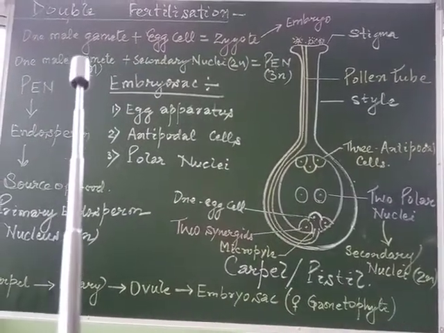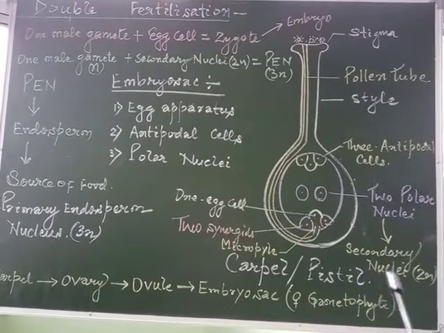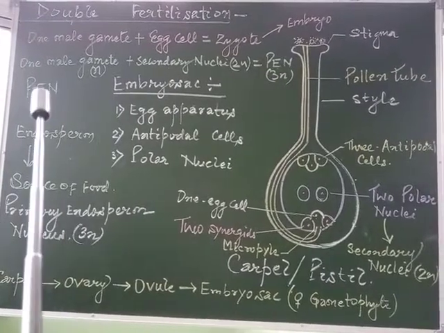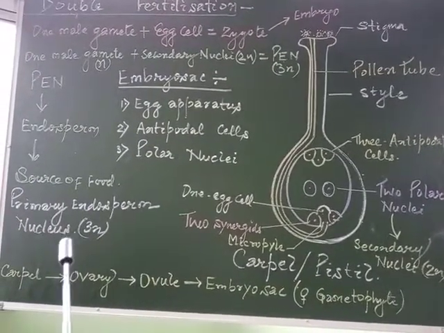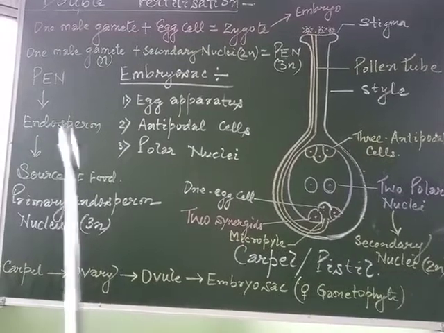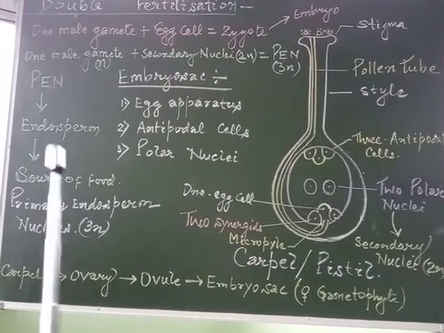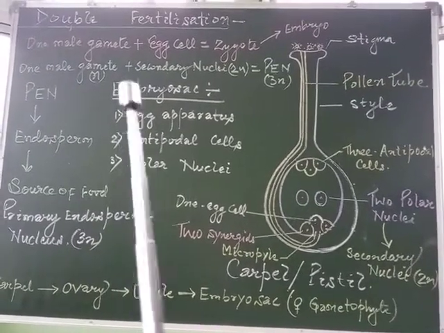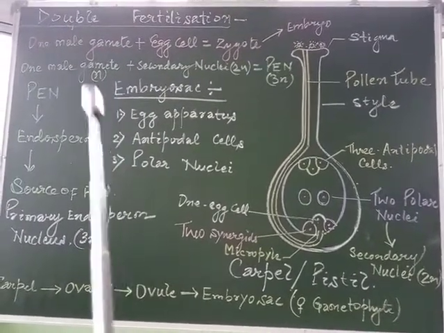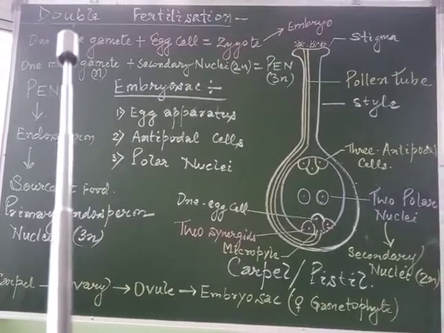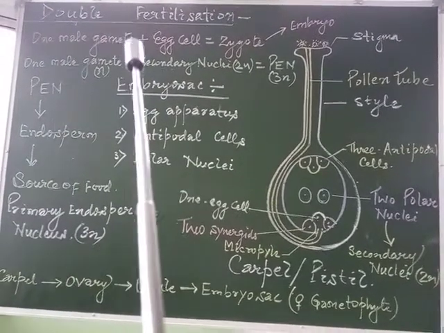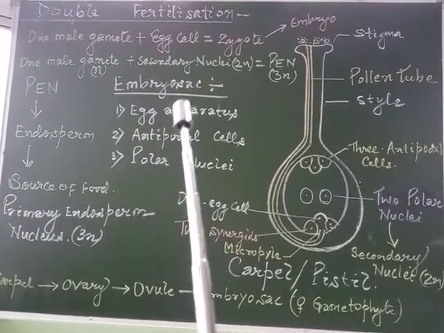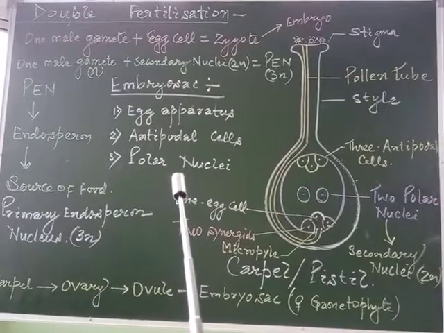Whereas the other male gamete fuses with the secondary nucleus to form a triploid structure, which is called PEN or primary endosperm nucleus, which is 3N or triploid in nature, and which later transforms into endosperm, which serves as a reserve food material. So we have observed that fertilization takes place two times. So we can say that double fertilization takes place within angiospermic plants during the process of reproduction.